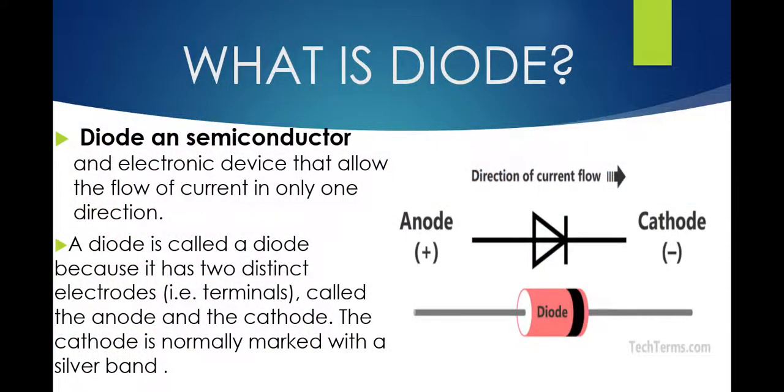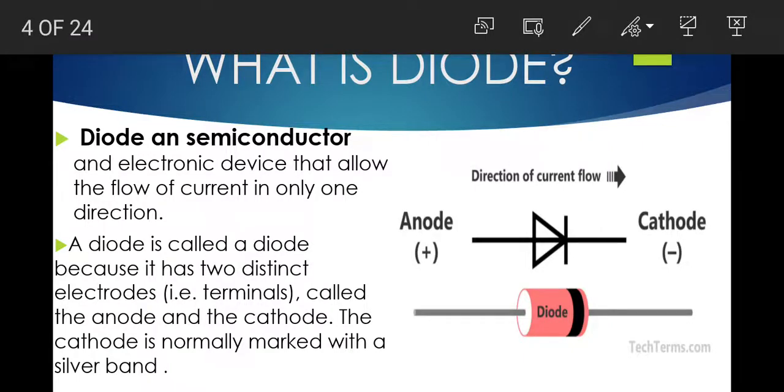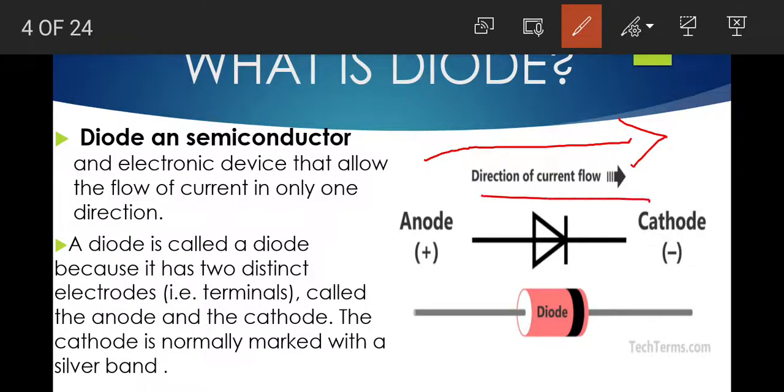What is a diode? A diode is a semiconductor electronic device which has two terminals of opposite charge, and it helps current flow in one direction. Clear? The direction of the current will be in one direction. There is no two-direction flow in the diode. Current will not flow in two directions. Current flow is only in one direction, and it's shown on your screen.